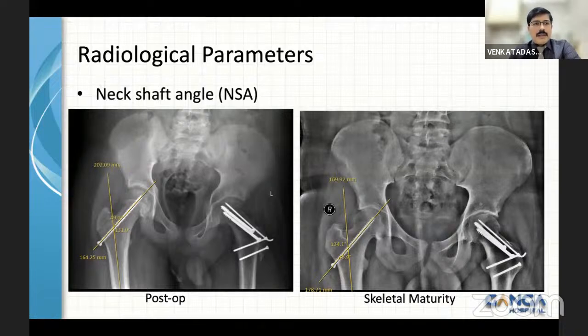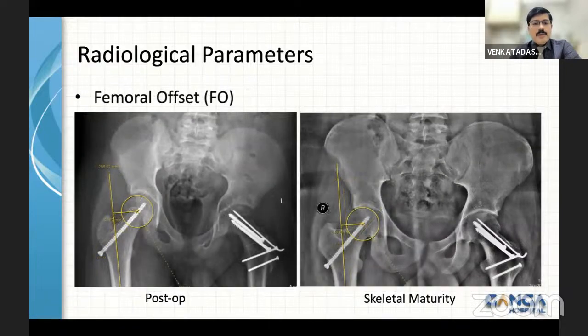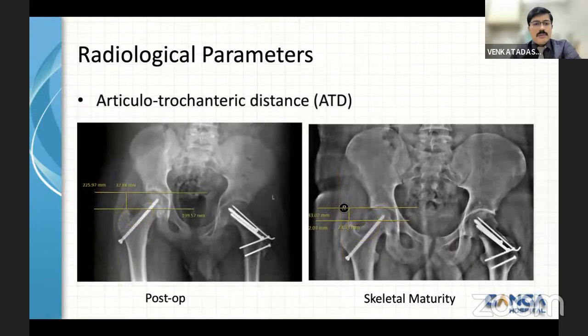Next is the neck shaft angle. We presume that when we put a screw across the proximal femoral epiphysis, the neck shaft angle decreases. So this is the next parameter which we wanted to measure. It's a standard way to measure the neck shaft angle. This is immediate post-op and at skeletal maturity. We will look at the results in the subsequent slides. The third is the femoral offset, the lateral offset of the femoral head. Again, this also is a measure of what is happening to the proximal femoral growth.